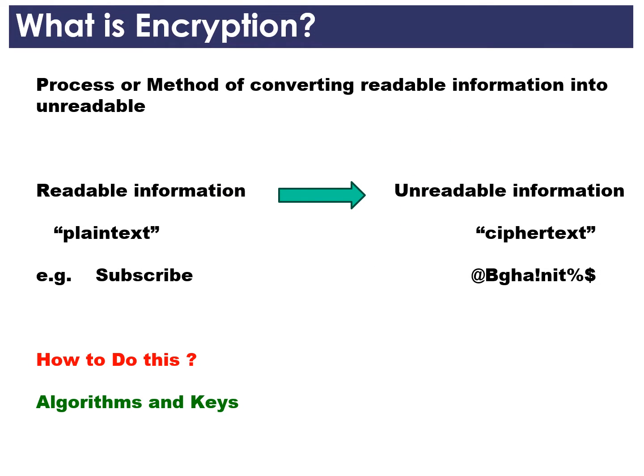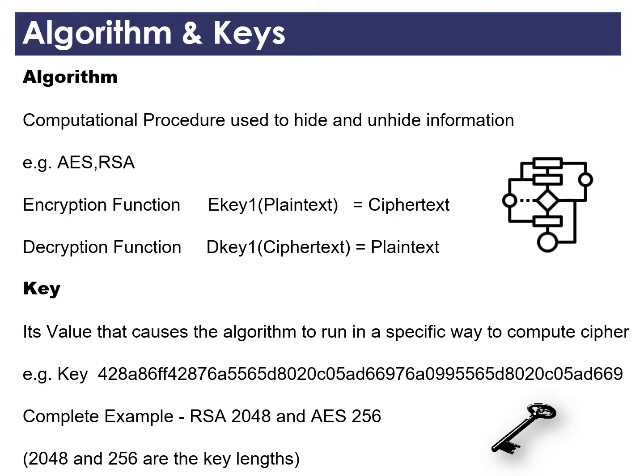Now let's understand what encryption is. Encryption is a program, or you can say a function, that can be used to convert readable information into an unreadable format. And how can you do that? You can use algorithms and keys. Let's talk about algorithms.